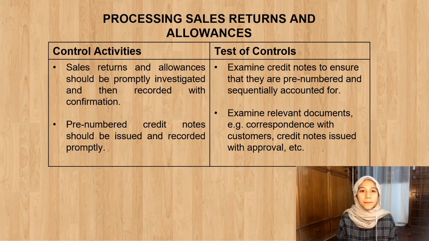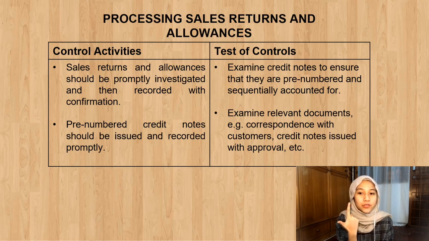Okay, another example of internal control is processing sales returns and allowances. The control activities are that sales returns and allowances should be promptly investigated and then recorded with confirmation. The second one is that pre-numbered credit notes should be issued and recorded promptly. And the tests of controls for these control activities are to examine credit notes to ensure that they are pre-numbered and sequentially accounted for, and examine relevant documents such as correspondence with customers, credit notes issued with approval, etc.